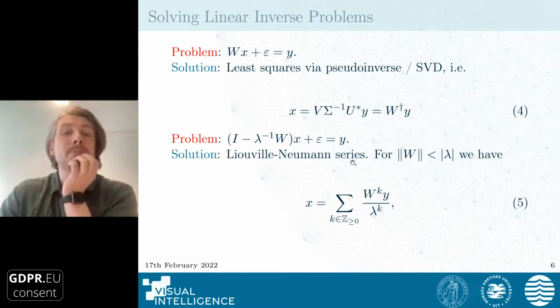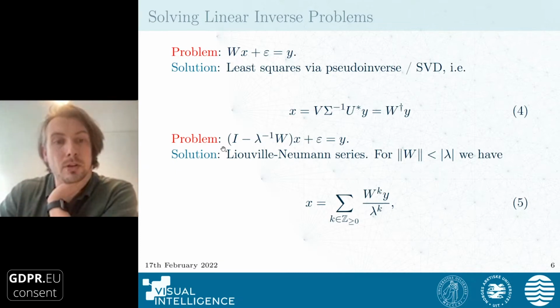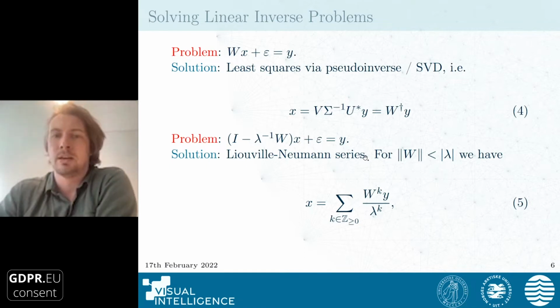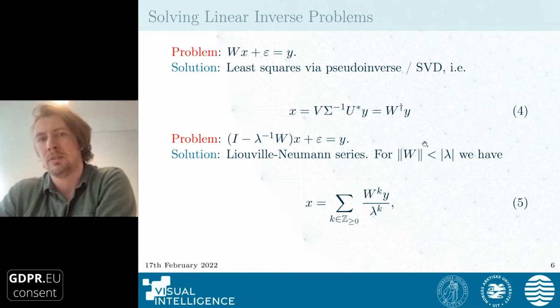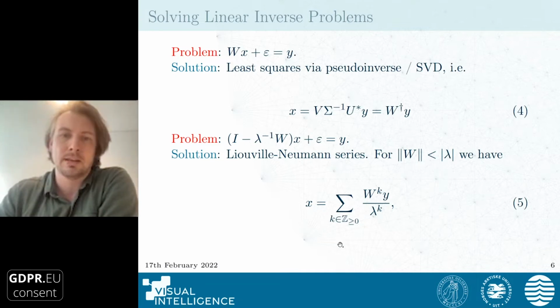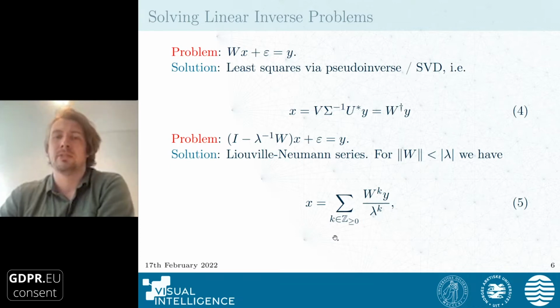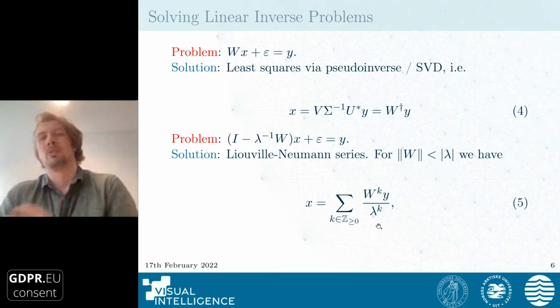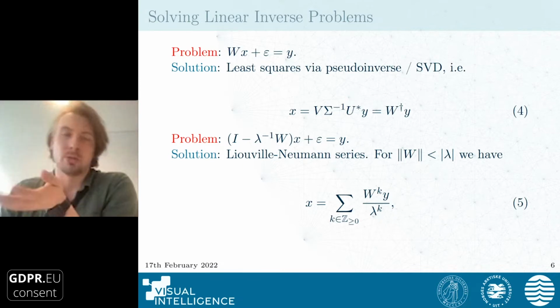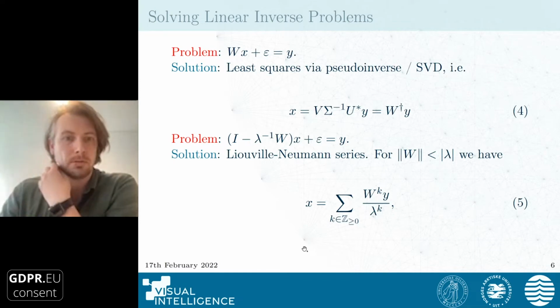For inhomogeneous problems of this form, we can instead apply something called the Liouville-Neumann series, which, if this lambda term is less than the norm of the operator, lets us uniquely find or reconstruct the inputs using this series. The problem is that this series is obviously infinite, or in many cases infinite, meaning that you have to truncate at some point, but generally that's not a problem.